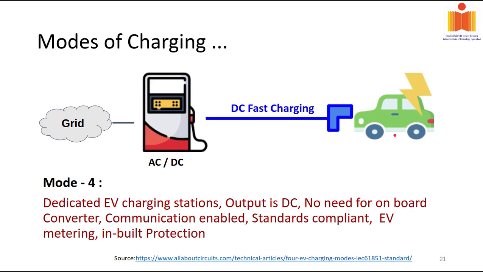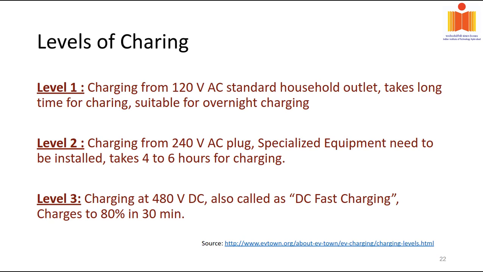Now coming to mode 4, here it is quite different. Dedicated EV charging stations, output is DC, no need for an onboard converter, communication enabled, standards compliant, and EV metering and inbuilt protection. So these are the features of this mode 4. Okay. See, the main thing happening here is that the AC to DC conversion is happening outside, and DC fast charging can happen. Okay. These are the 4 modes.